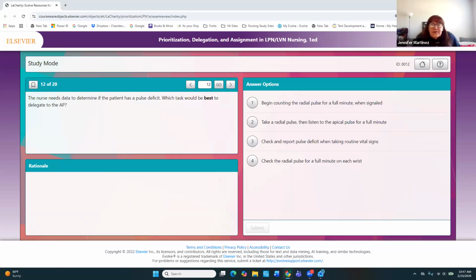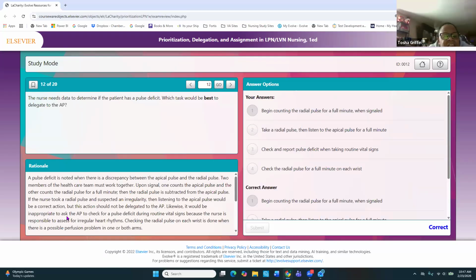Right. So when we're assessing for a pulse deficit, it has to be done at the same time. So you do it systematically, making the comparison. For a pulse deficit, you're comparing apical versus radial. The nurse would be listening to the apical pulse while your AP is checking the radial pulse, and then you compare the numbers when you're done, right?